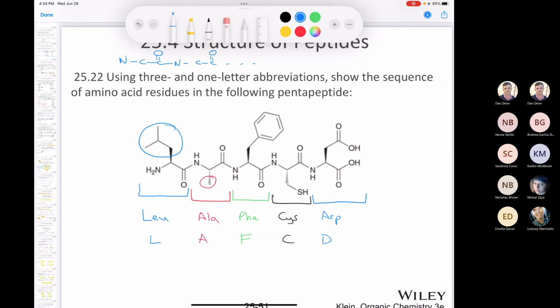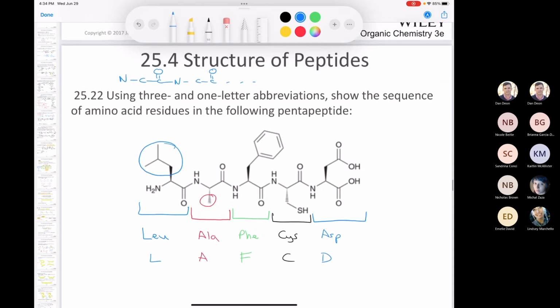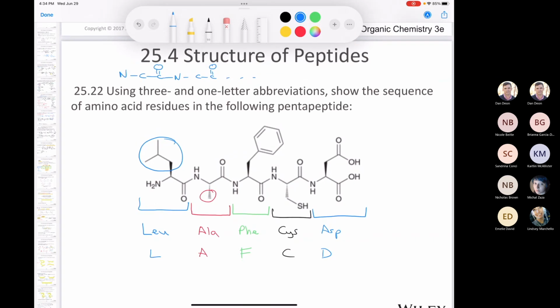If you're wondering, I always used to get asparagine and aspartic acid mixed up. Asparagine is N, and aspartic acid is D. So there you go. We've put them all together. So again, we have leucine, alanine, phenylalanine, cysteine, and aspartic acid.